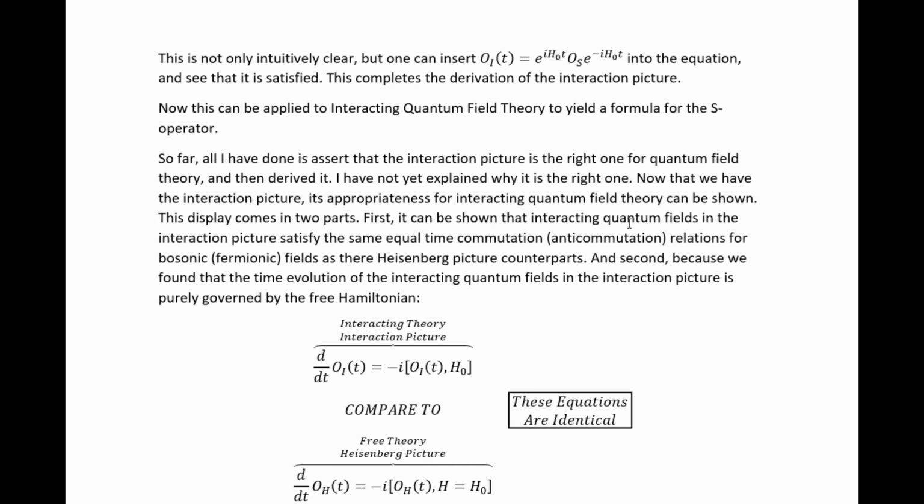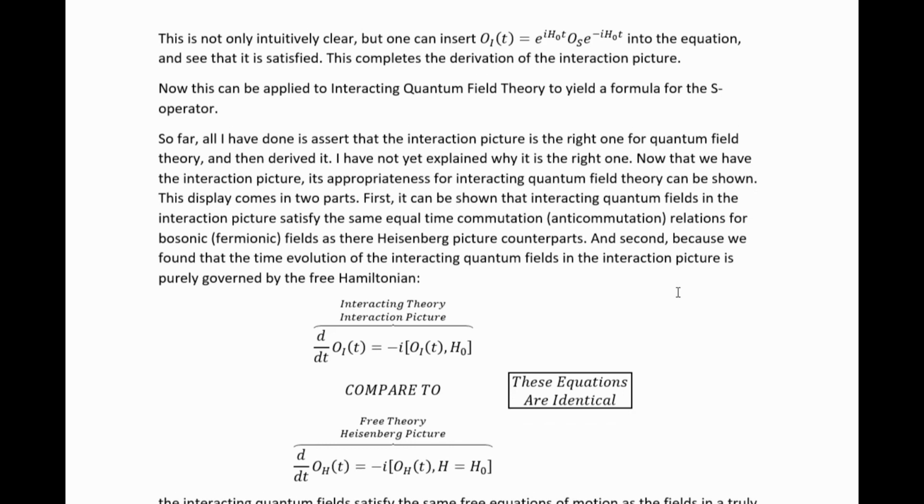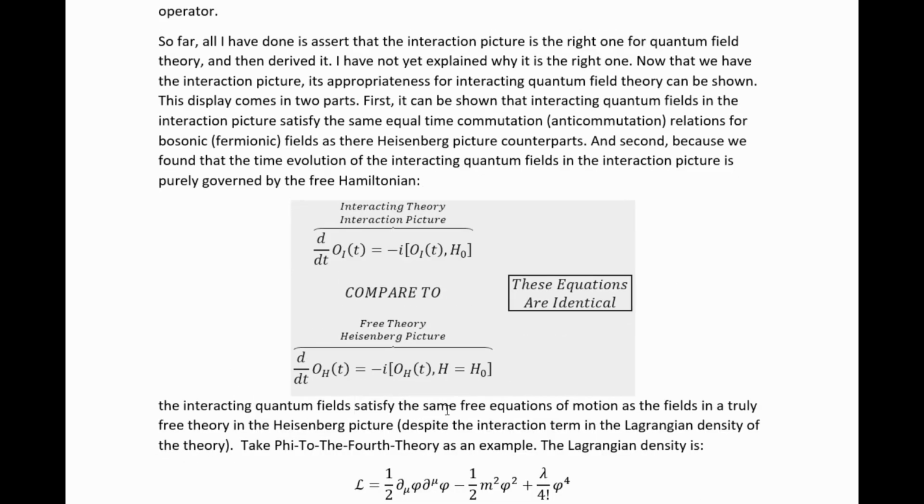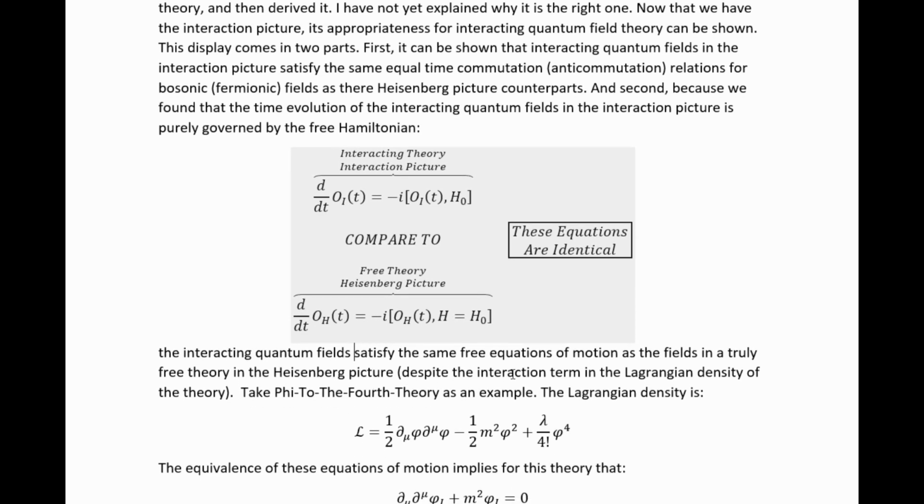First, it can be shown that interacting quantum fields in the interaction picture satisfy the same equal-time commutation relations, or anti-commutation relations for fermions, as their Heisenberg picture counterparts. This will be shown in a minute. And second, because we found that the time evolution of the interacting quantum fields in the interaction picture is purely governed by the free Hamiltonian, the interacting quantum fields satisfy the same free equations of motion as the fields in a truly free theory in the Heisenberg picture, despite the interaction term in the Lagrangian density.